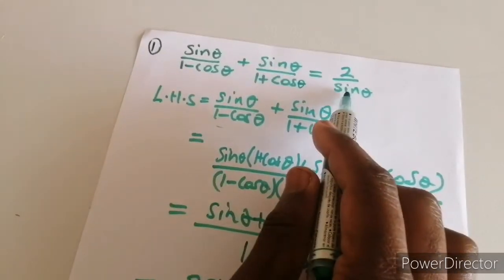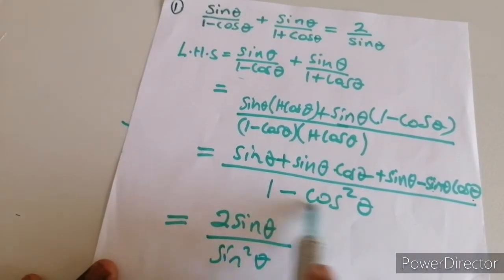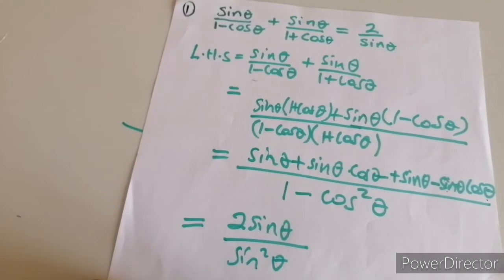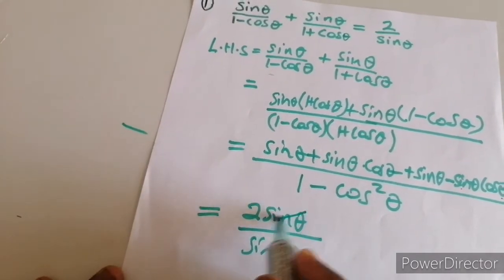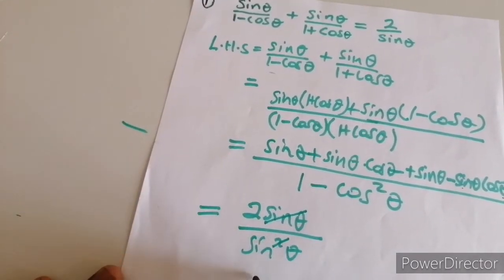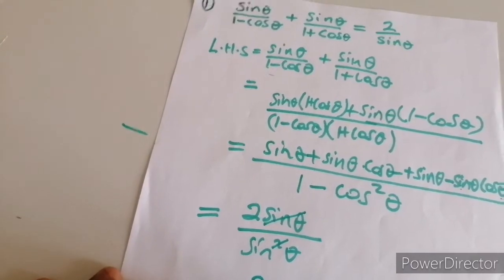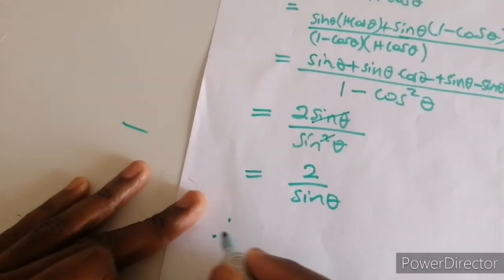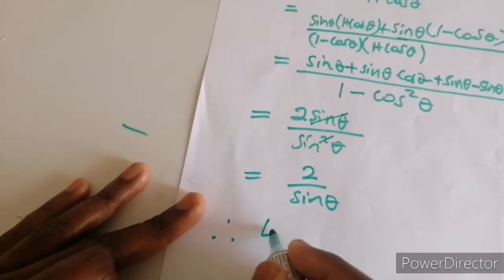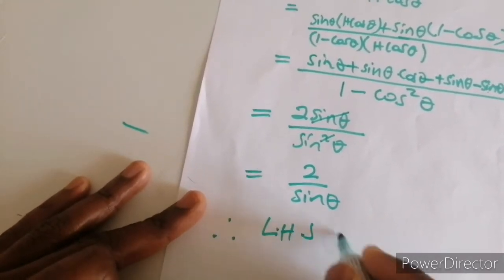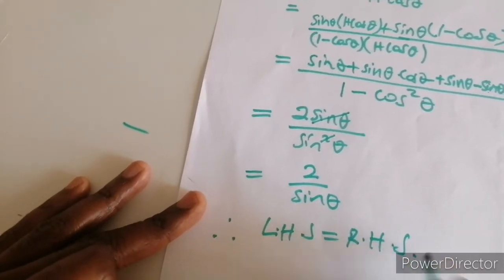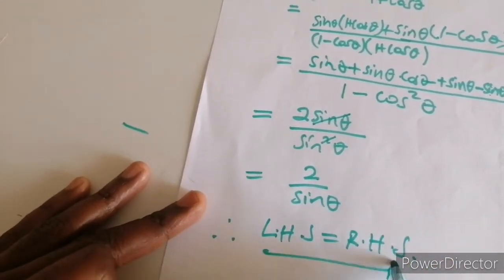Remember, we are trying to satisfy this. The denominator is the sine of theta, but we still have cos. But this can be changed to sine squared theta. Then now we're going to divide. Divide, then the answer is 2 over the sine of theta. Therefore, we can conclude by saying the left hand side is equal to the right hand side. That's it.